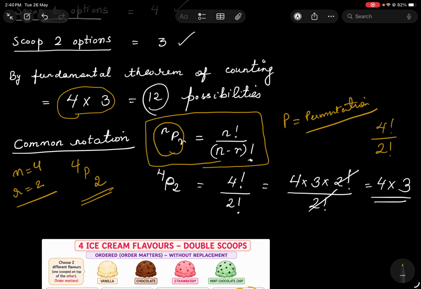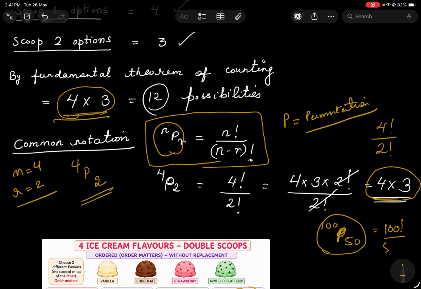Which would be 4 factorial by 2 factorial, which is actually what we were getting. This is a very common notation because here we just had to multiply two things. If we had to choose 50 from 100 options, then it's easier to write this instead of doing this whole multiplication and writing it down. You can just write this as 100 factorial by 50 factorial.